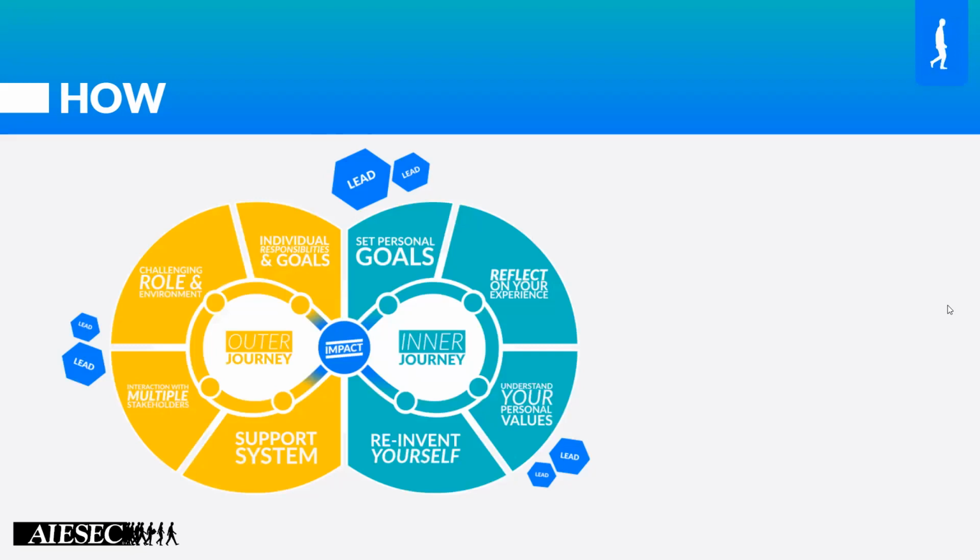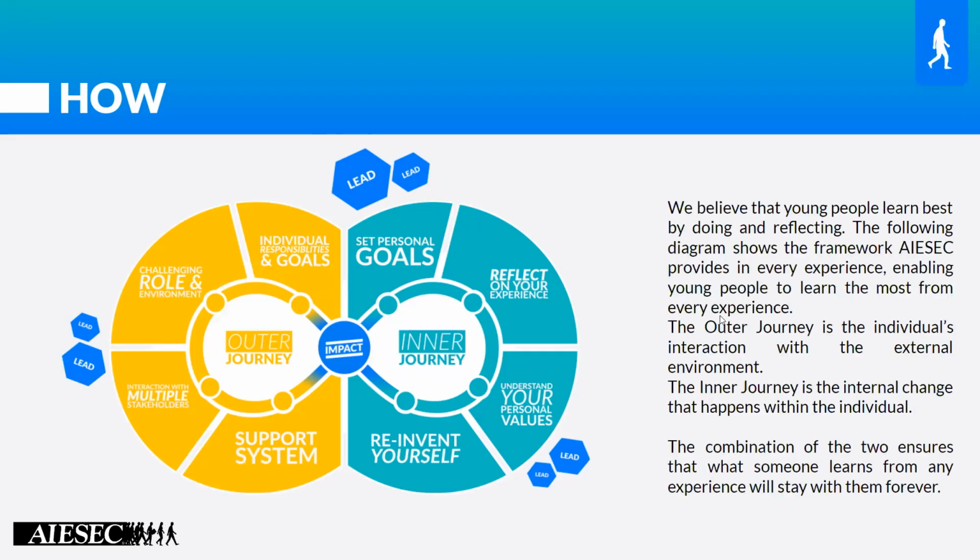Now, to explain how exactly we do that, when a young person joins AIESEC, we take them through what we call the leadership development model. Under this model, an individual goes through two spheres of their journey. One is what we call the outer journey, and two is the inner journey. Someone joins the organization, they are given responsibilities and goals, they're put in a challenging environment, they interact with different stakeholders, and they're also given a support system.